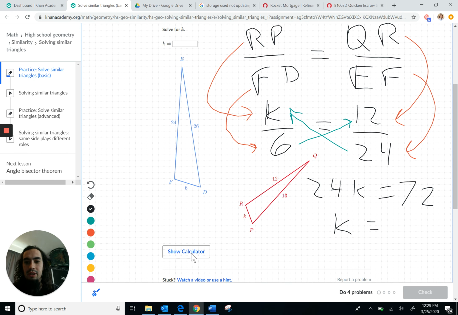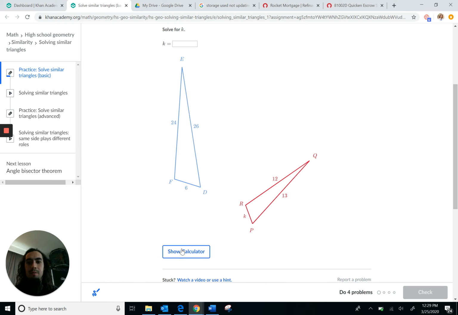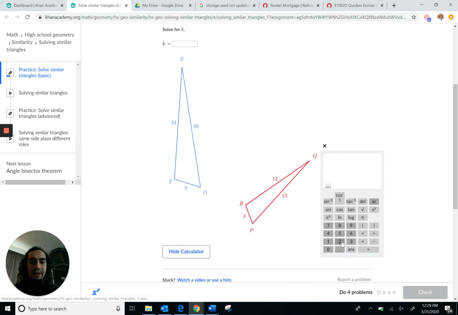Now let me show you something here. If I click on this, nothing happens because this menu is still up. So you're going to actually have to click on this to close this menu. That way you can access the calculator. 72 divided by 24 equals 3. Okay, so our answer is 3.